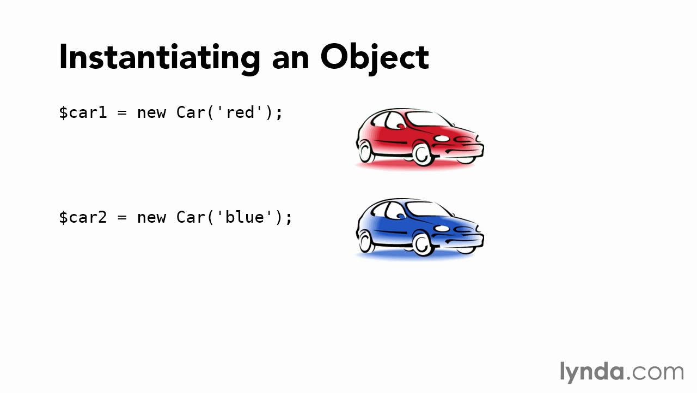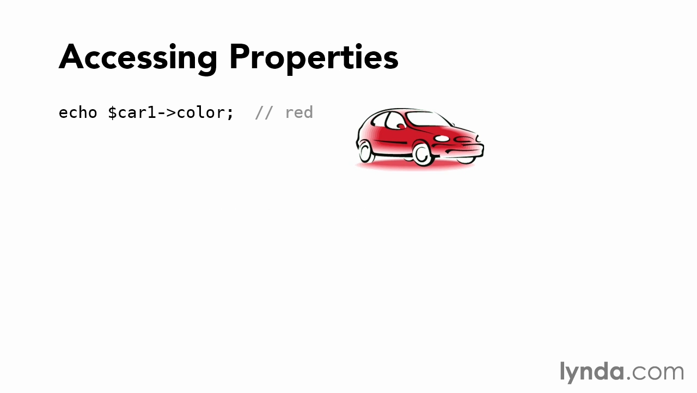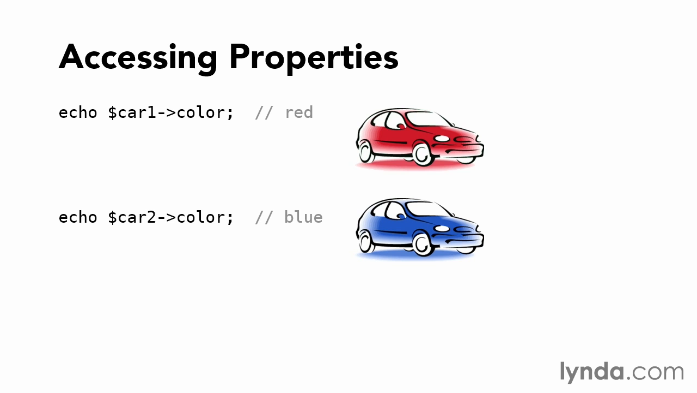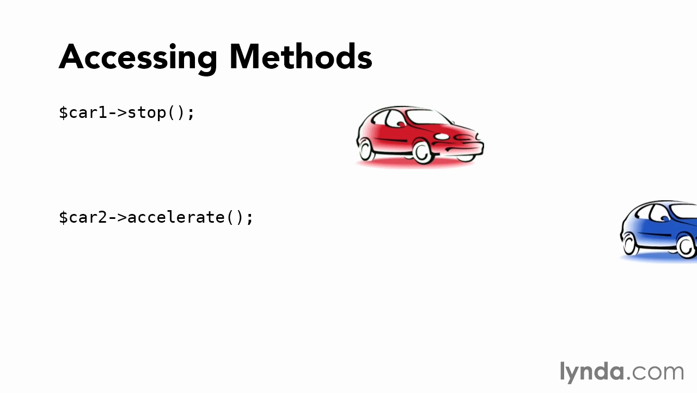This time it's blue. You access an object's properties using the arrow operator, which consists of a hyphen and a greater than symbol. Just append the arrow operator to the variable that contains the object, followed by the name of the property. The arrow operator is also used to call an object's methods. So if car objects have stop and accelerate methods, you can make car1 stop, while car2 accelerates away.